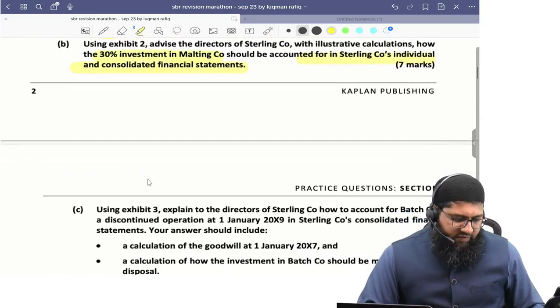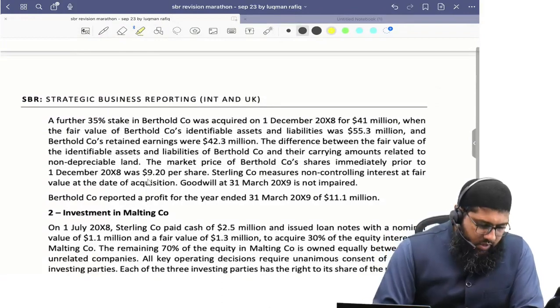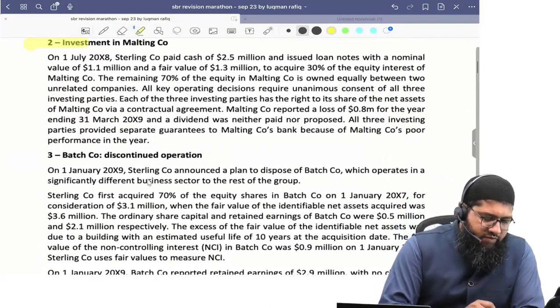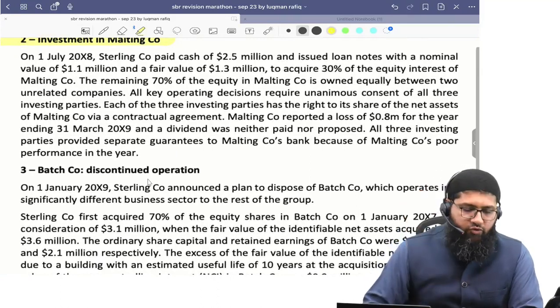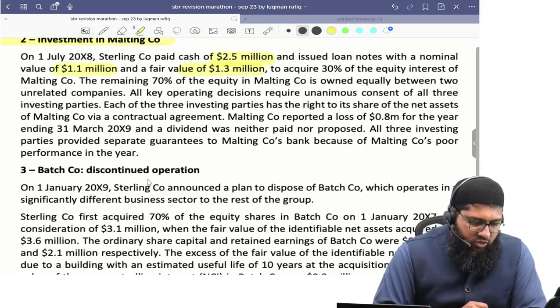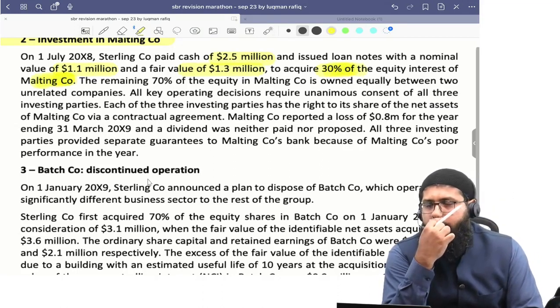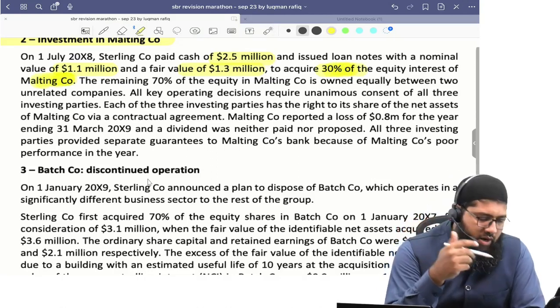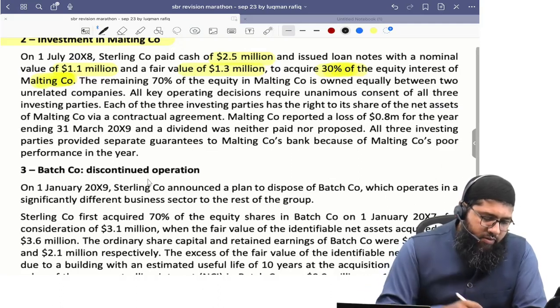Now, what is this Malting Company all about? Let's go through it. It says investment in Malting Company. On 1st July 2008, Sterling Company paid cash of $2.5 million and issued loan notes with a nominal value of 1.1 million and a fair value of 1.3 million dollars to acquire 30% of the equity interest of Malting Company. So what did they do? They acquired 30% shares in Malting Company, and how did they pay the consideration? They paid the consideration through cash.